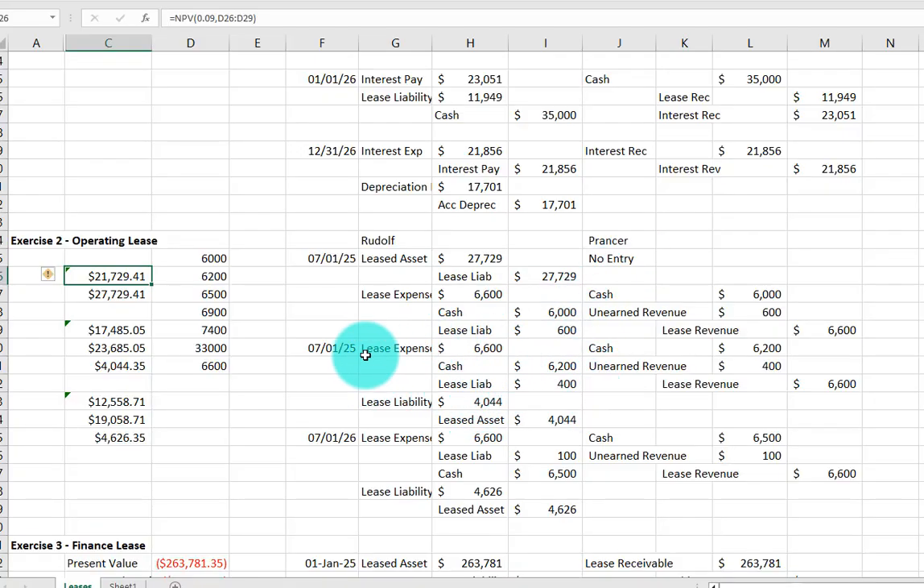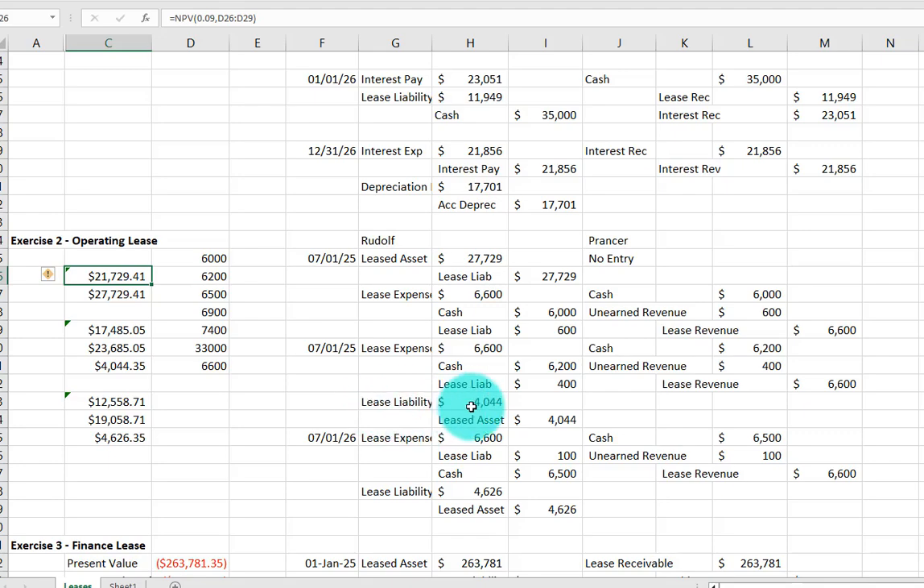Okay, the next payment is the same way for Rudolph, except now our cash is 6,200. But notice that lease expense is the same, lease revenue is the same, and so you're only having to make up the difference of 400 to lease liability.